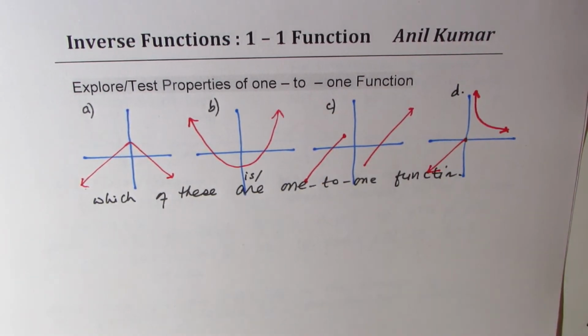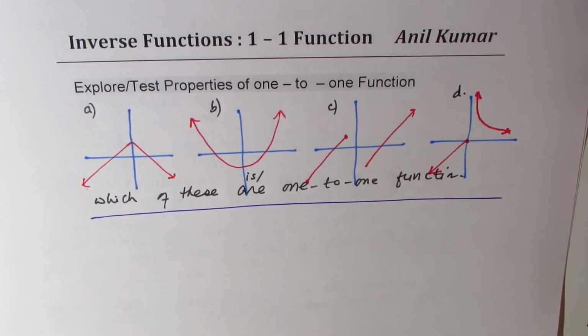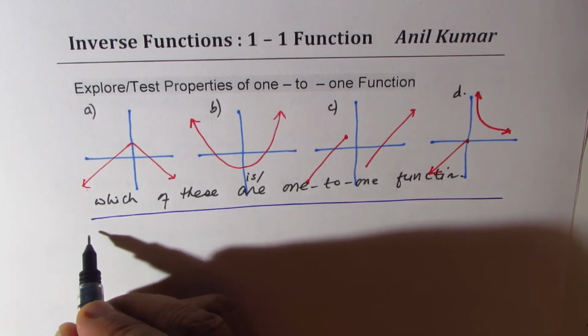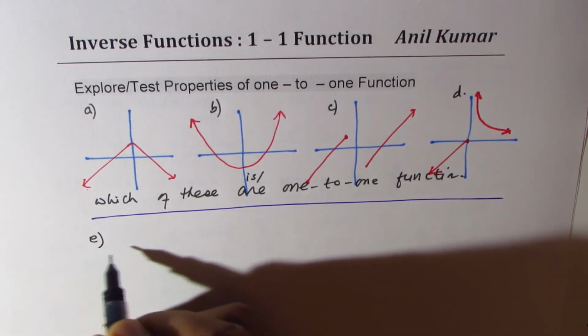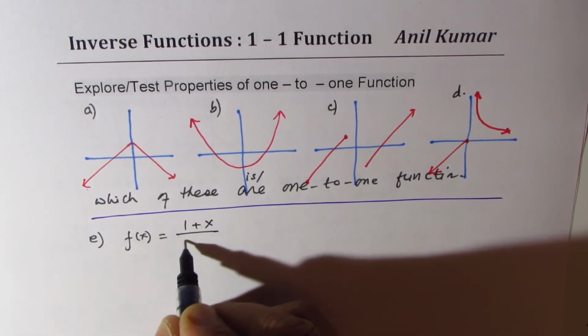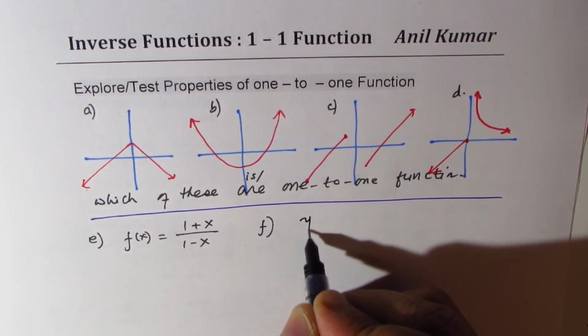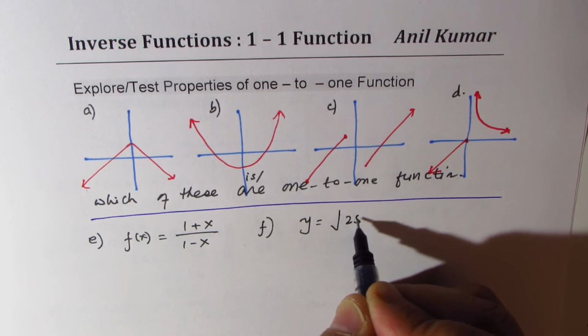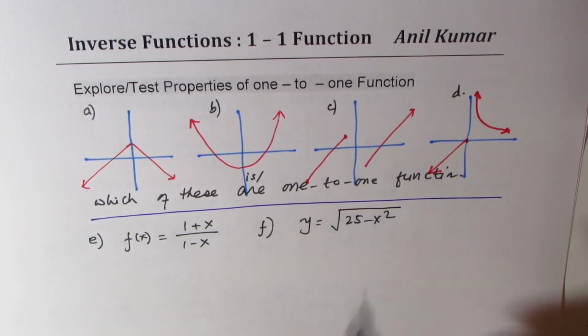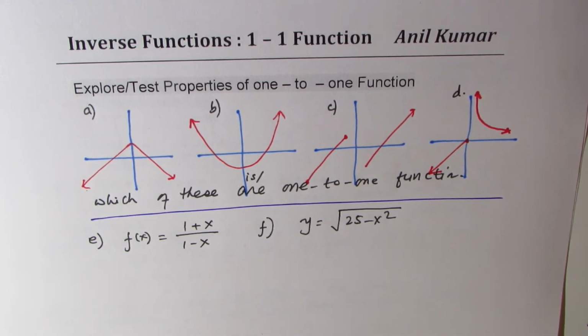Now let me give you a few equations also. You can do algebraic solutions for those equations. So let me call them E: f of x equals 1 plus x over 1 minus x. F: y equals square root of 25 minus x squared, right? I would like you to show if these are 1-to-1 functions or not.